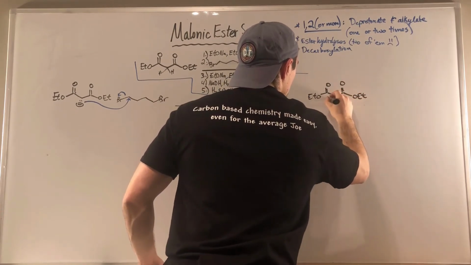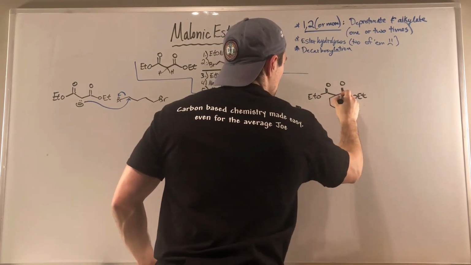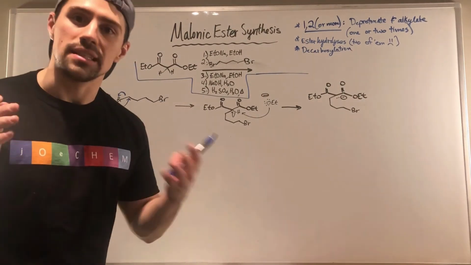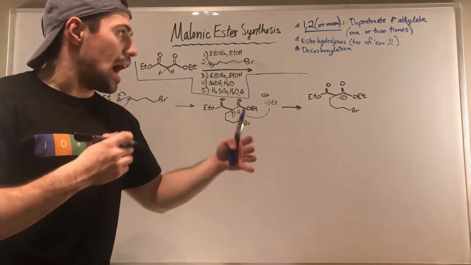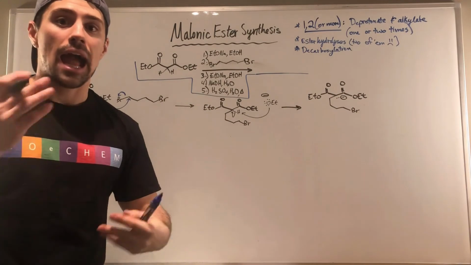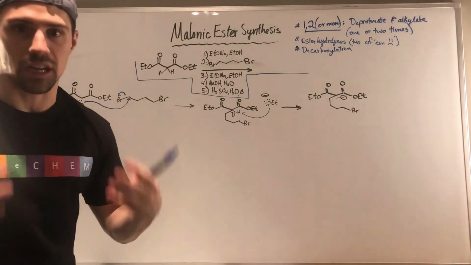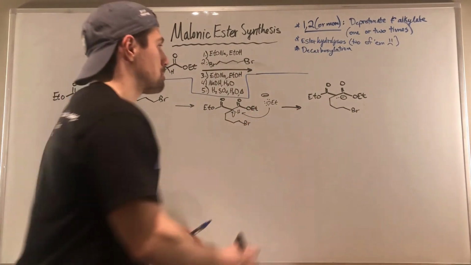Okay, so 1, 2, 3, 4, and a lone pair. This problem is a little bit more unique than a typical double alkylation malonic ester synthesis. I don't need to grab another substrate to attack. I had one substrate with 2 good leaving groups on it, right? And we've seen this before in organic chemistry. I can just do an intramolecular attack.